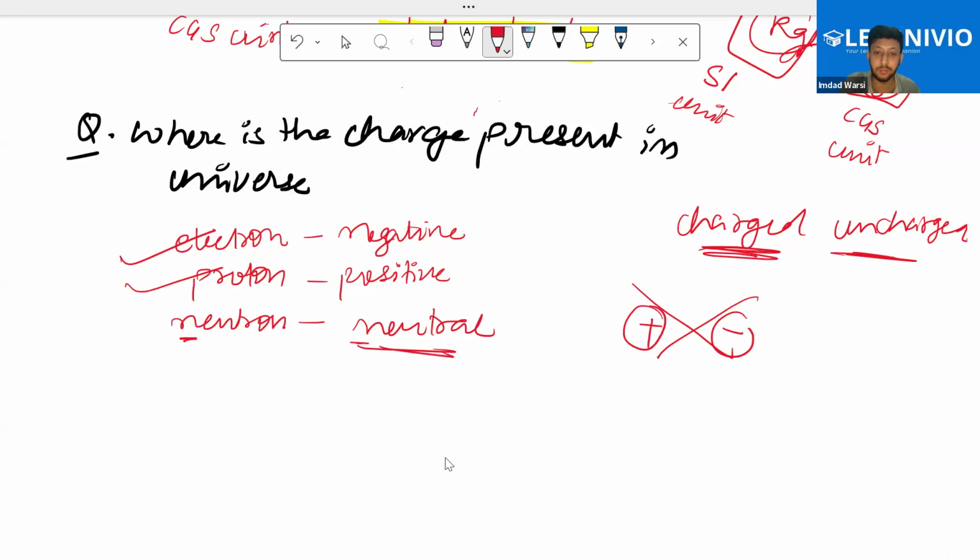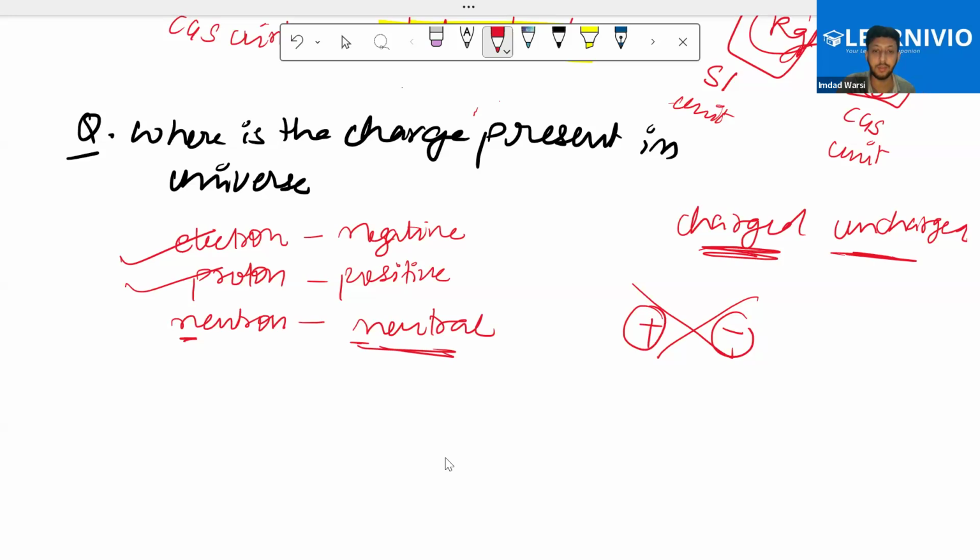Understood? Any confusion? So neutron is neutral. Neutral means it has positive charge also and negative charge also, but the positive and the negative charges balance each other.